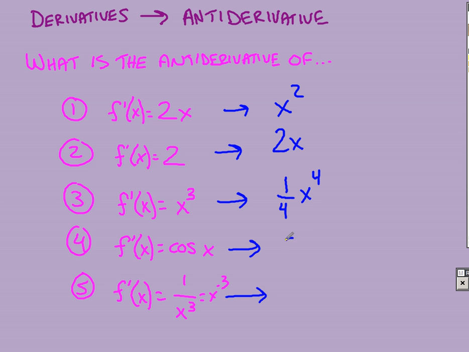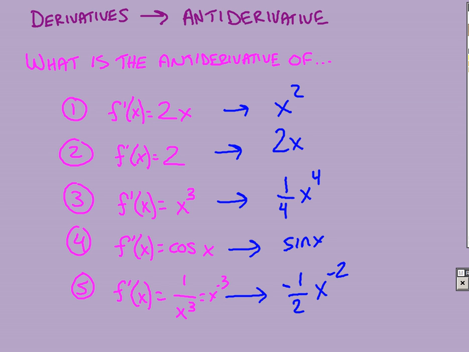Trig functions work the same way. We'd have sine of x. And this one right here, 1 over x cubed, that's the same as x to the negative 3rd power. So it would be x to the negative 2nd. Now, how can I get my coefficient to be just 1? Well, I would have to have 1 over 2 being negative. So negative 2 times negative 1/2 will give me the positive 1 that I needed.